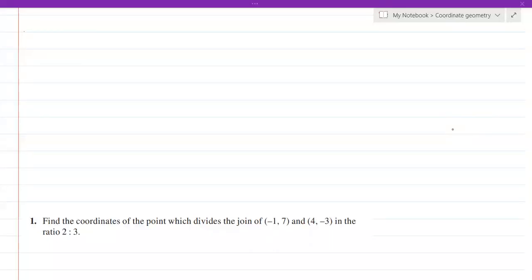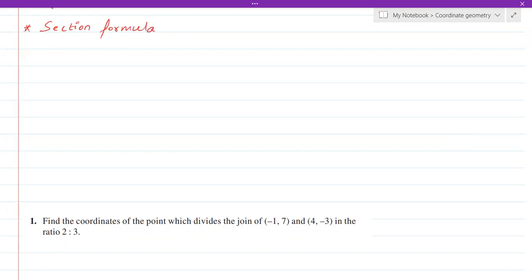Hello students. In the previous video, we solved problems on the distance formula. In this video, let's learn two important things. One is the section formula. The other one is the midpoint formula. Let's start with the section formula.